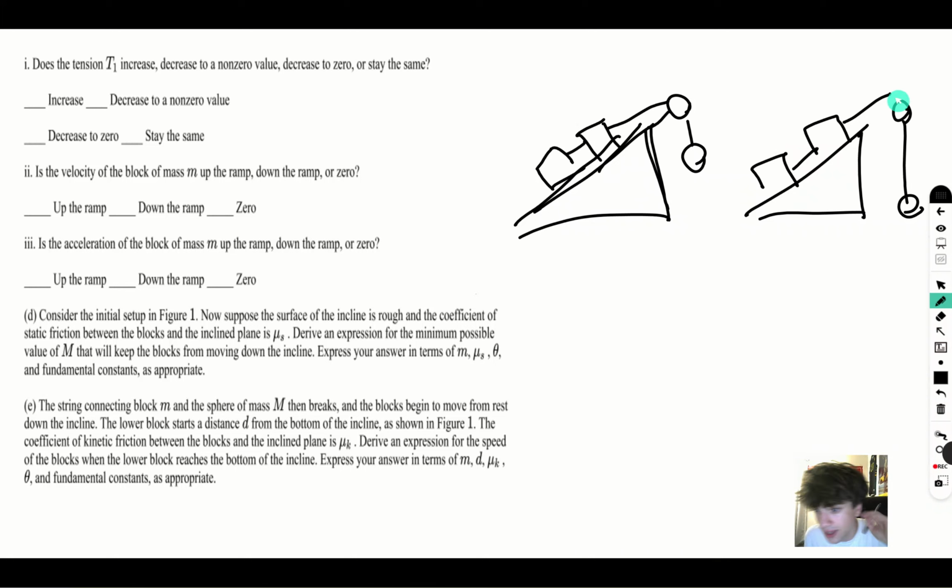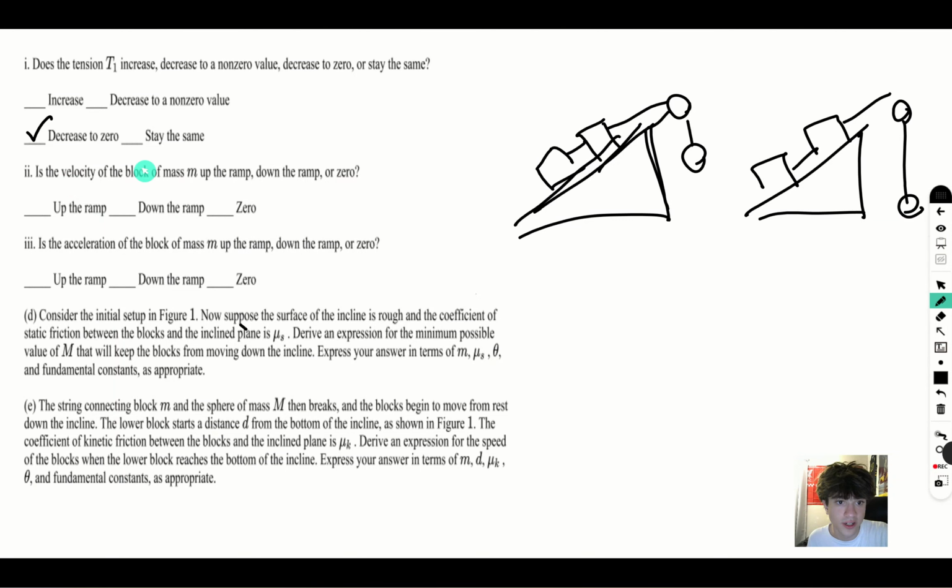And since they are shooting up the incline, the tension is going to decrease to 0, because if you imagine the blocks sliding up the incline, the string is not going to be taut. The blocks are just going to be sliding with the loose string. When the blocks slide back down, then there's going to be a tension that is going to be restored. But for the moment immediately after, our tension is going to decrease to 0.